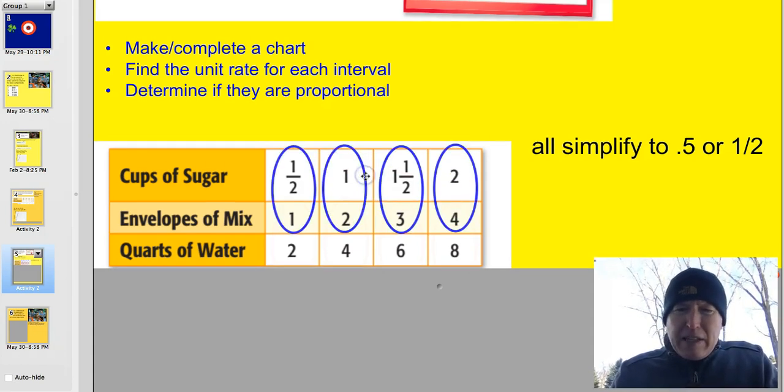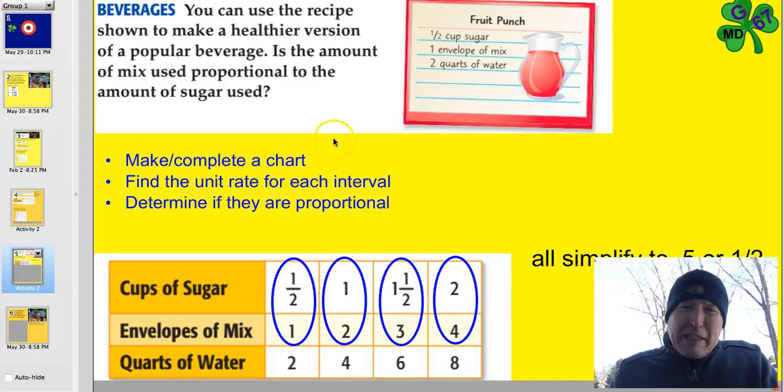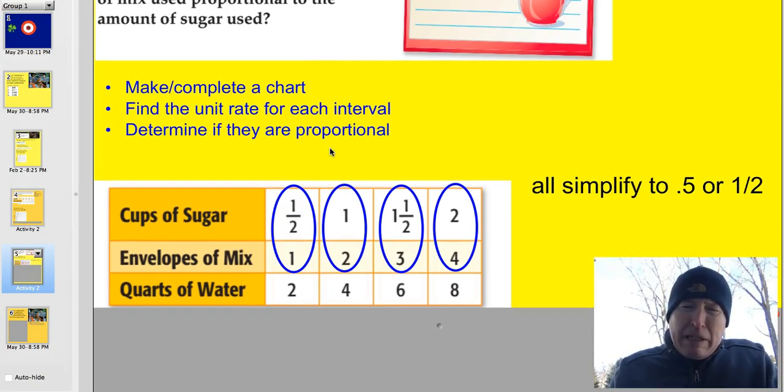Well, if I take a look at what they're really asking for here, is the amount of mix proportional to the amount of sugar used? Yeah, that's the wind picking up in the background. You'll see that it is.